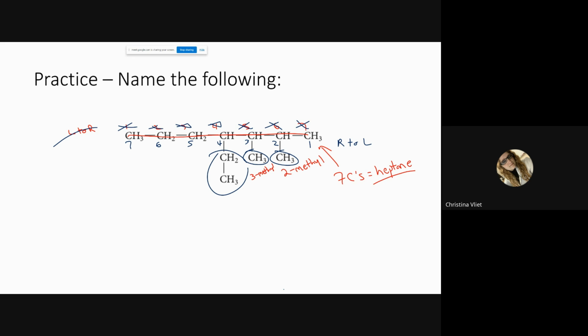And what about that? It's 2 carbons long, right in a row, coming off the chain. Off of carbon 4, it's 4 ethyl. Following me along so far?